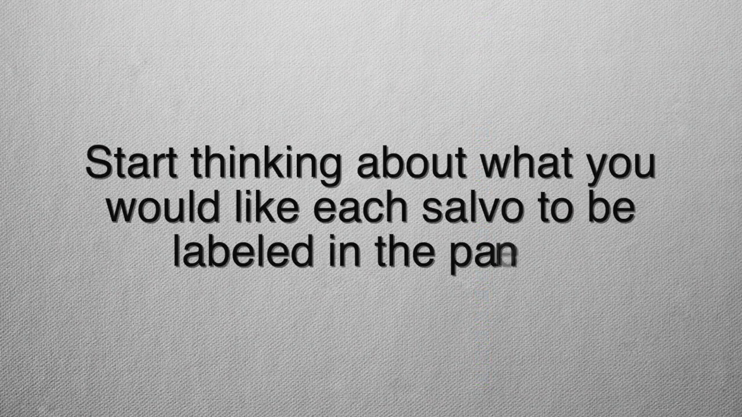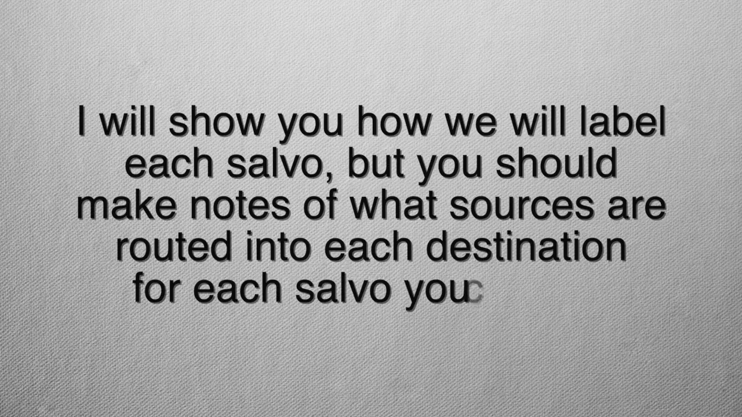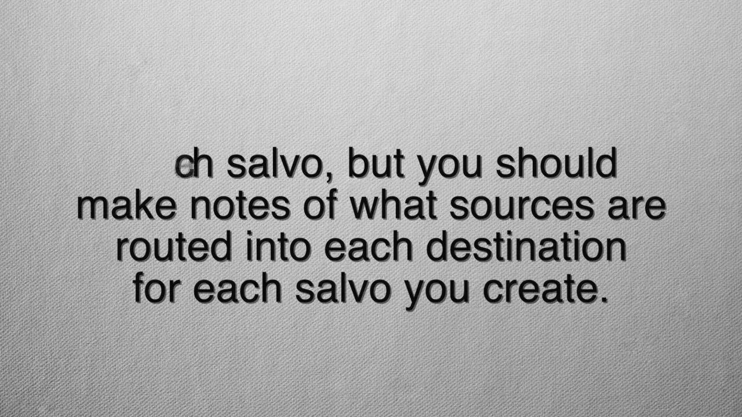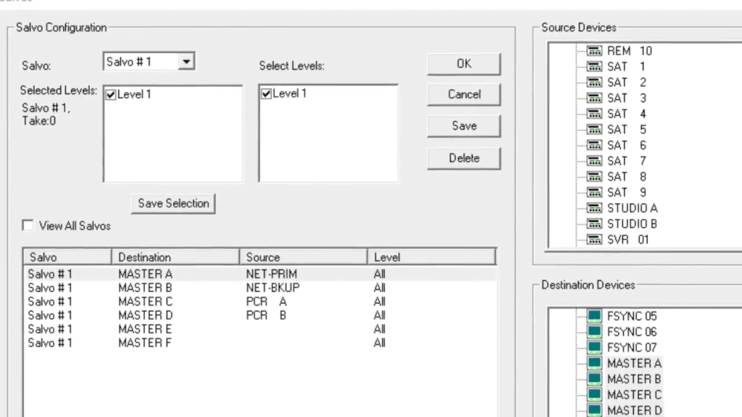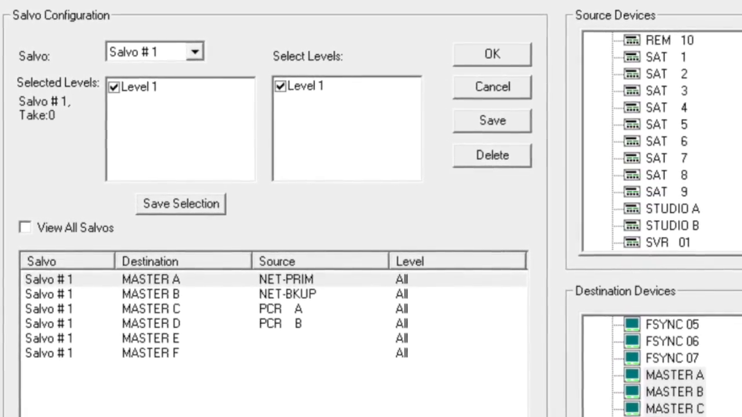Start thinking about what you would like each salvo to be labeled in the panel. I will show you how we will label each salvo, but you should make notes of what sources are routed into each destination for each salvo you create. Follow the same procedure from the previous example and add your sources to each destination.